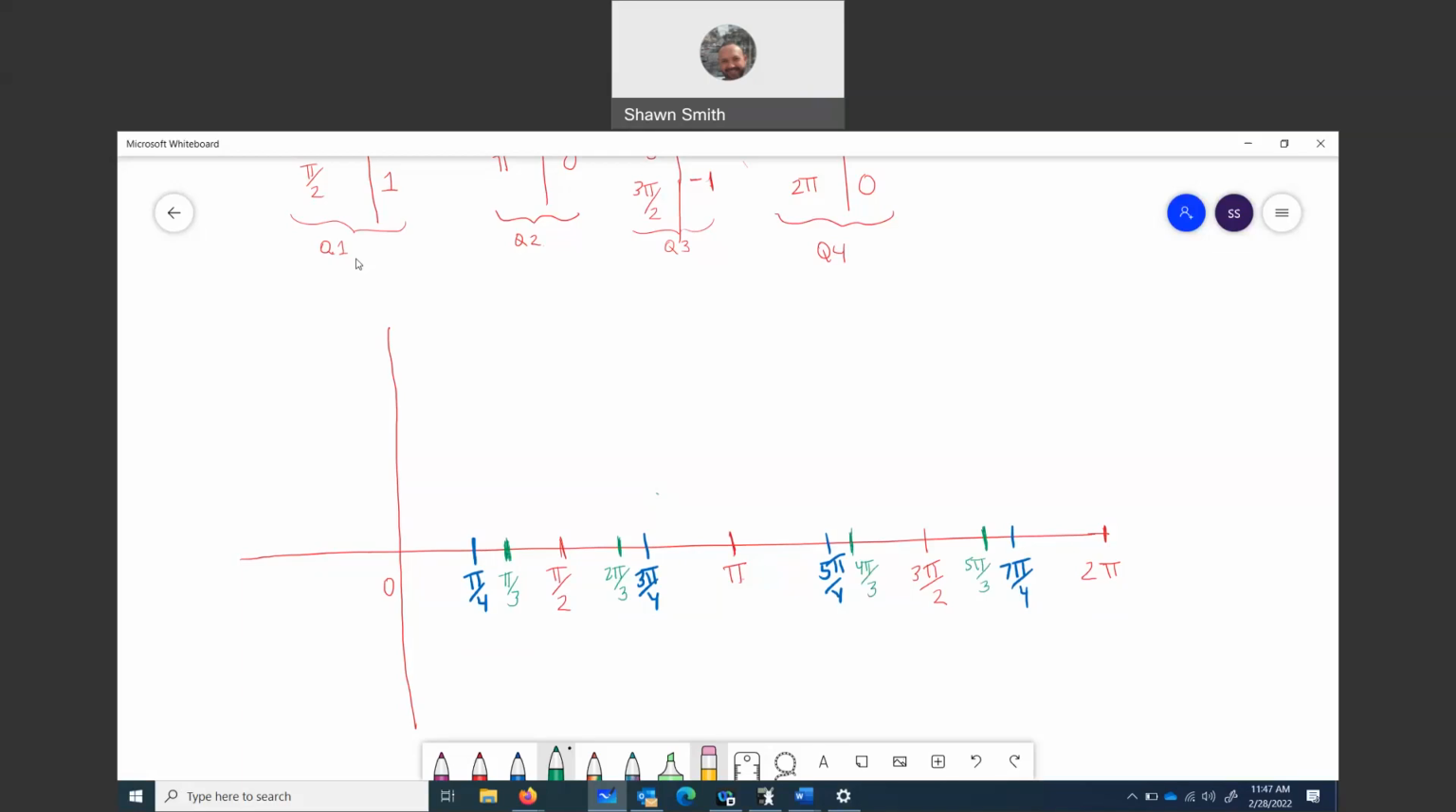Let's see if I got some room to put in the pi over 6s. Well, pi over 3, half of that is pi over 6, right? So let's put in a different color, about purple. In quadrant 1, we got pi over 6, quadrant 2, we got 5 pi over 6, which is about right here, just right before pi. Next, we have 7 pi over 6, right after pi. And then quadrant 4 is 11 pi over 6.